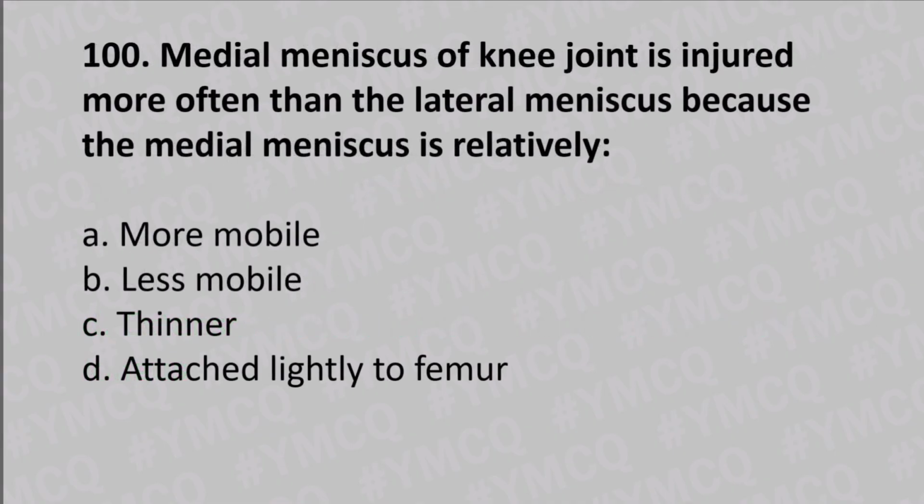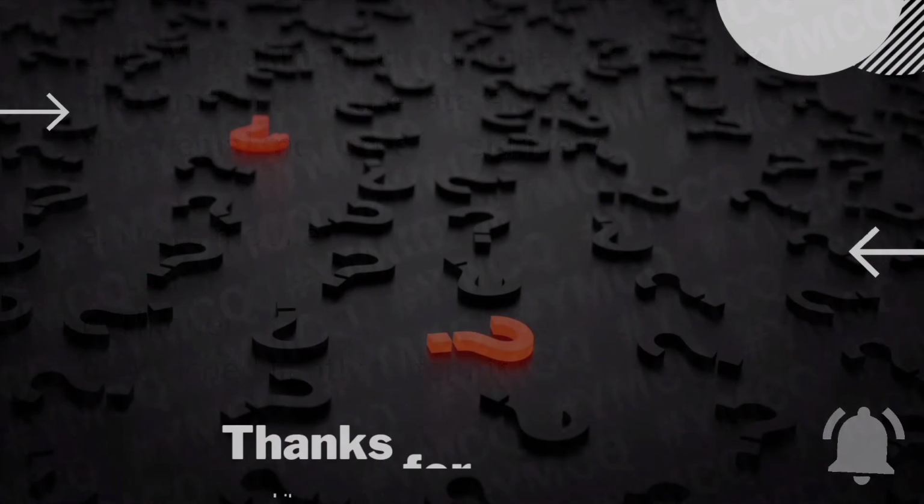Moving to our 100th question, the medial meniscus of the knee joint is injured more often than the lateral meniscus because the medial meniscus is relatively Option A, more mobile. Option B, less mobile. Option C, thinner. Option D, attached tightly to the femur. And the answer is Option B, less mobile.